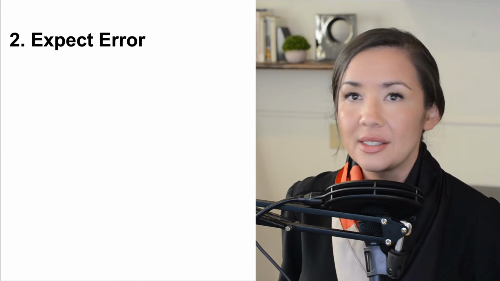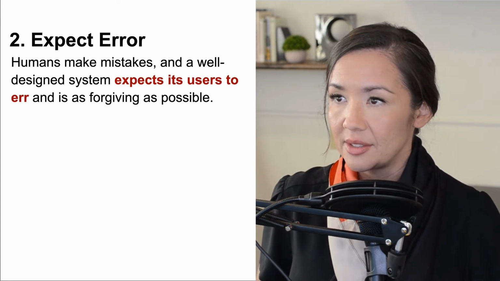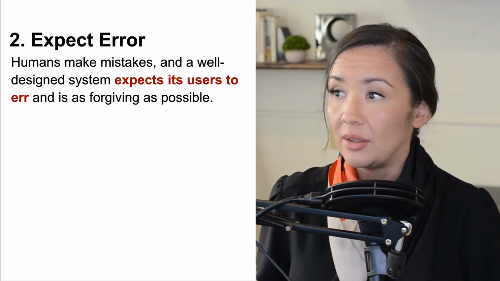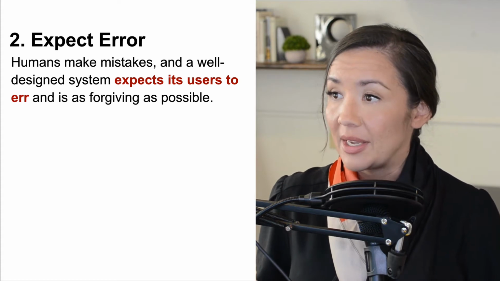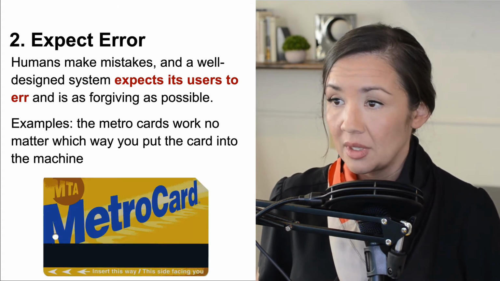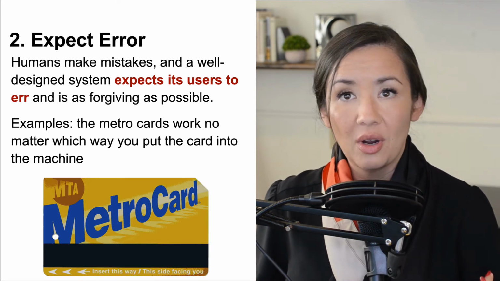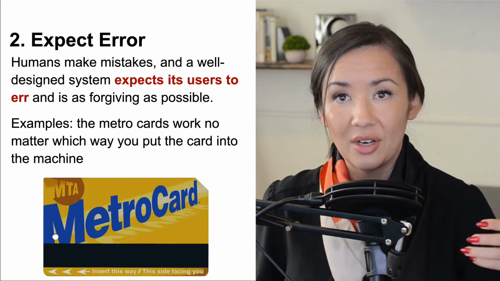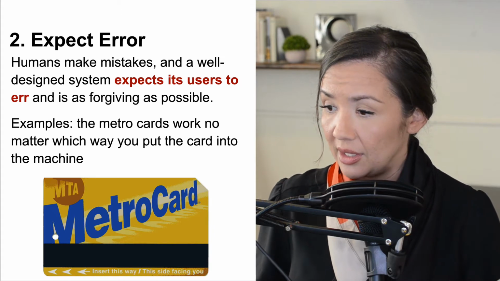Okay, another thing that the system should do is expect errors. Humans make mistakes as well. A well-designed system expects its users to err and is forgiving as possible. Example of this is Metro cards that allow you to insert the card in any direction. This one doesn't. I think it's from New York.